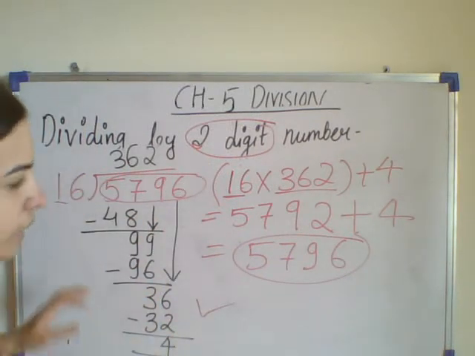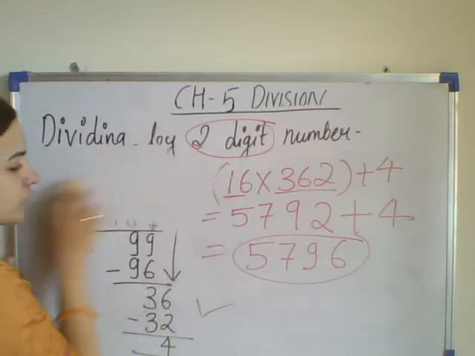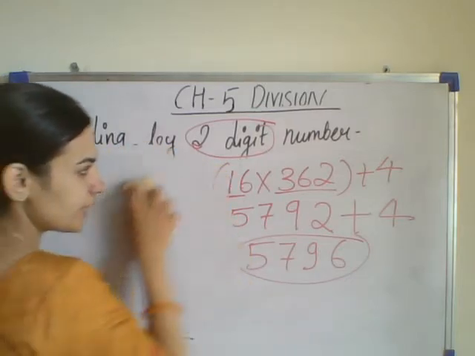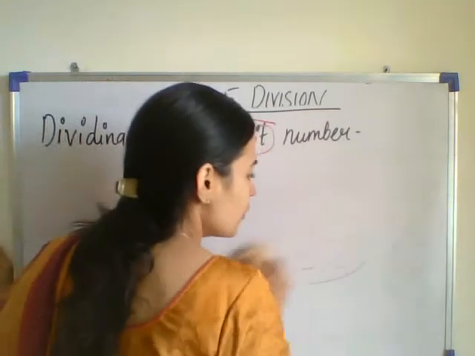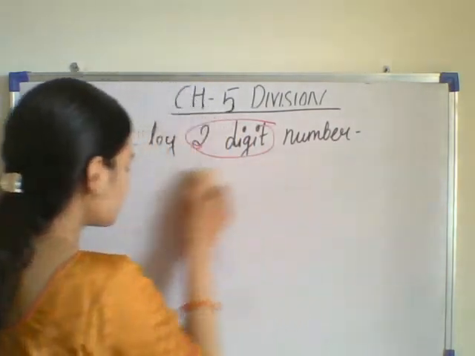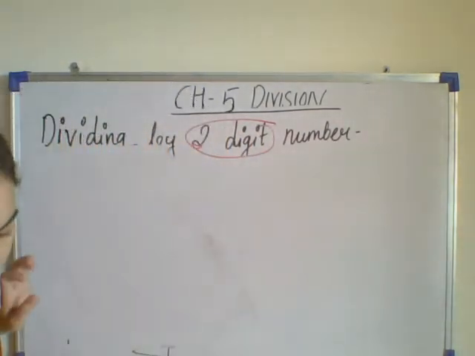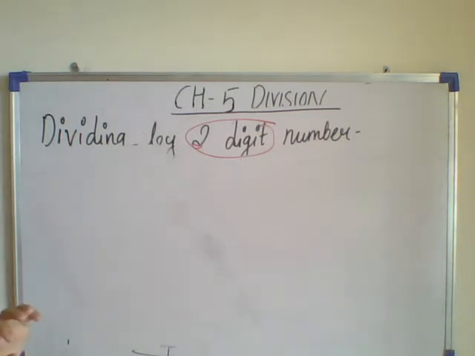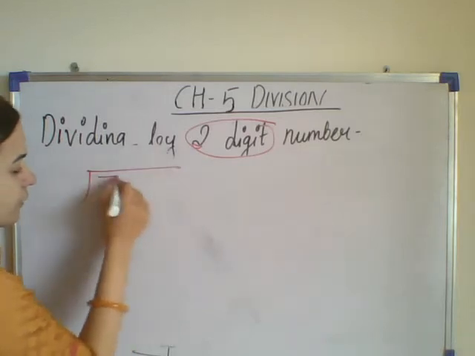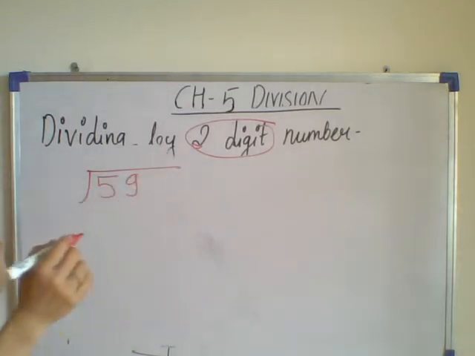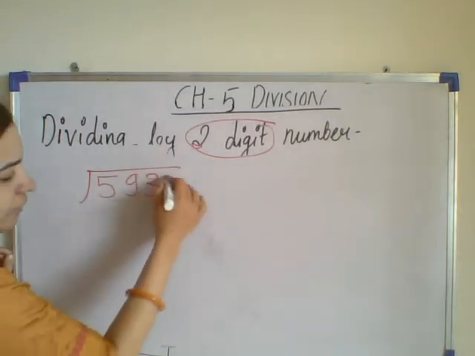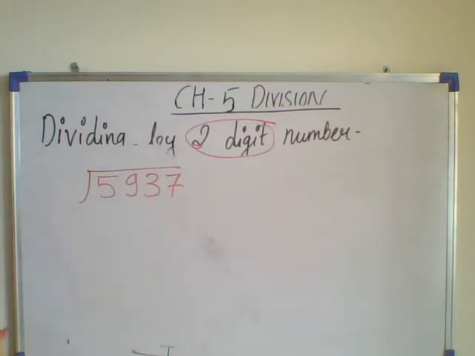Now let us do another division. We will be using a two-digit number. We will be taking a greater number. For 16 we know the table, we can do it. Now we will be taking the larger number. Let us try it. I am writing the number, that is 5937. We have to divide this number by 68.